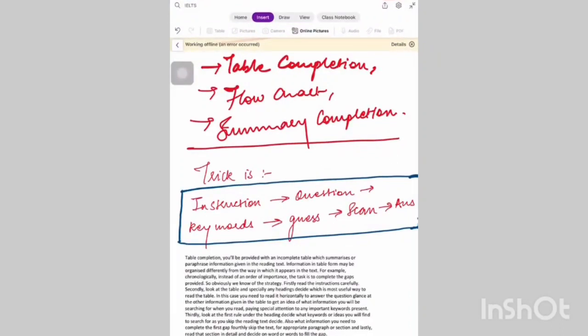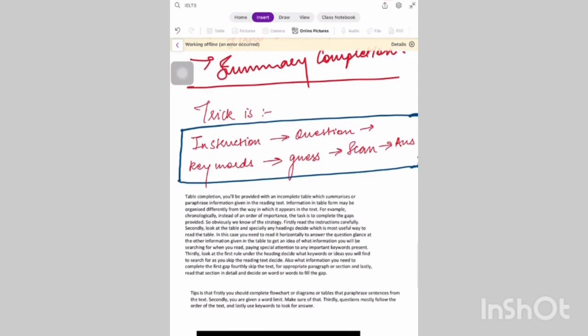So today we'll discuss table completion, flowchart, summary completion. Before starting, as we have learned in previous classes, the trick to solve all such questions is first read the instruction. What does the instruction say to you? Read the question carefully, highlight the keywords, try and guess the answer, scan the keywords in the text, finally write your correct answer.